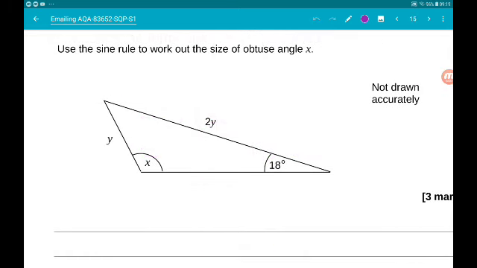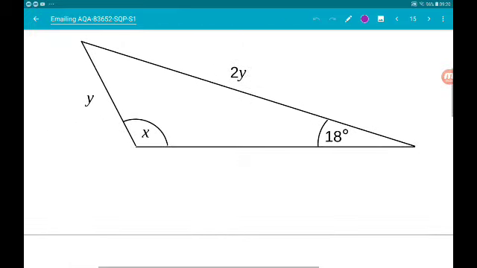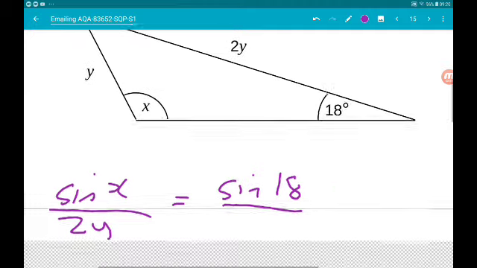Question 14. We've got a non-right angled triangle and we're told to use the sine rule to work out the obtuse angle x. So there is a key word there, obtuse. X has to be obtuse, greater than 90. Okay, by the sine rule then, sine of x over 2y is equal to sine of 18 over y.